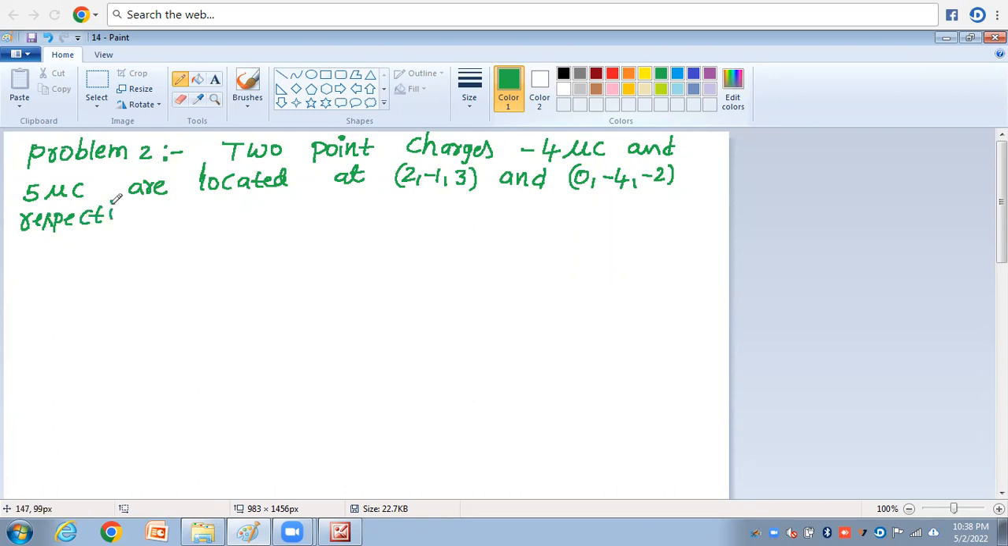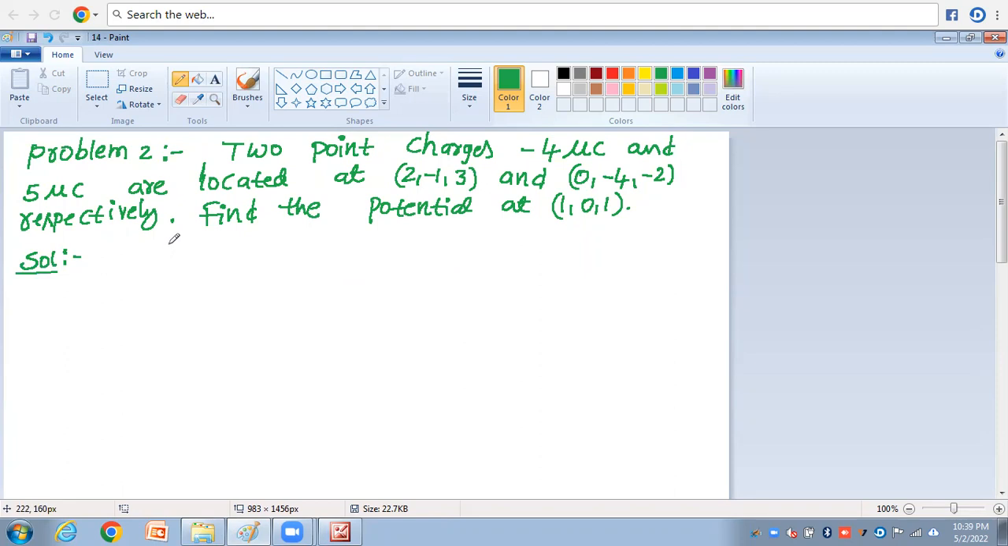Now the question is, find the potential V at another point 1 comma 0 comma 1. Assume zero potential at infinity. Now the discussion about the solution starts.